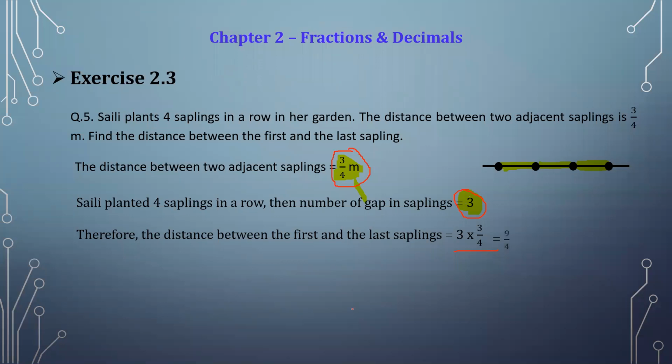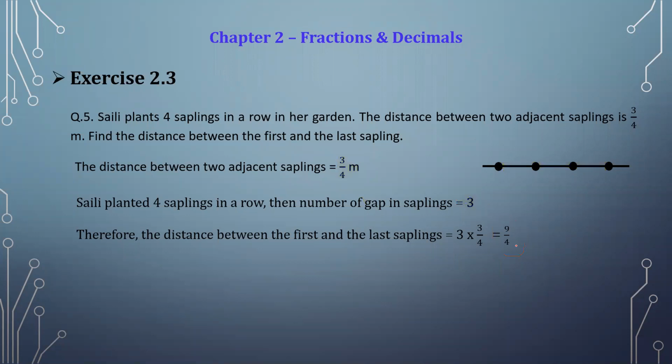By multiplying, we get the answer 9 divided by 4, because 3 into 3, 3 3s are 9, and the denominator remains as it is. Observing this fraction, the distance between the first and last sapling, 9 upon 4, is an improper fraction. Improper fraction means the numerator is larger than the denominator.